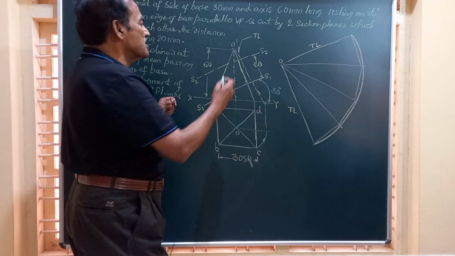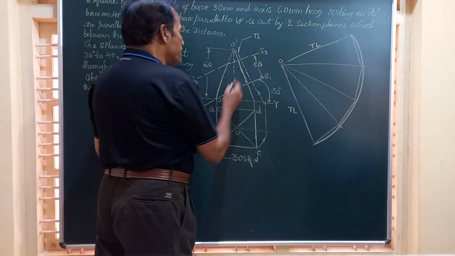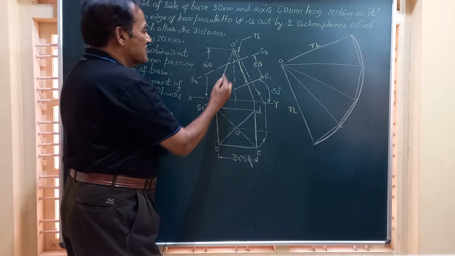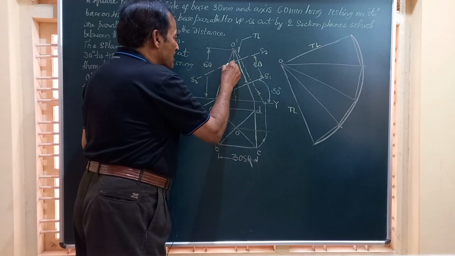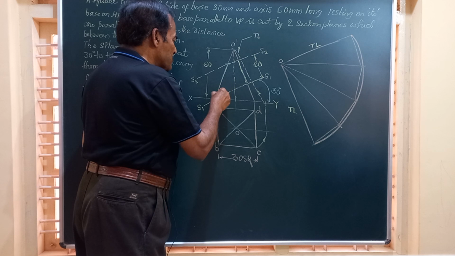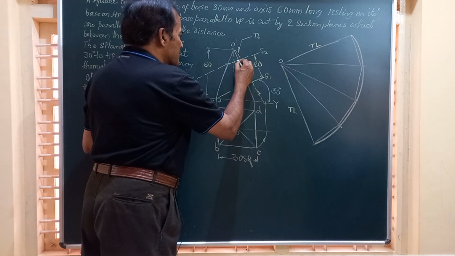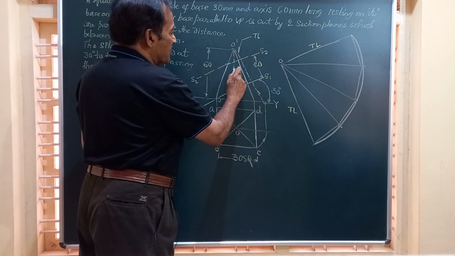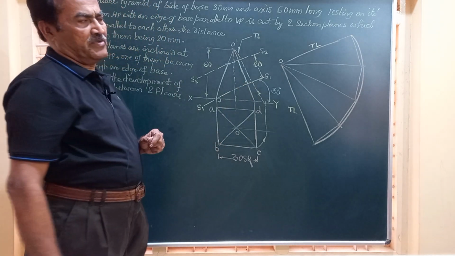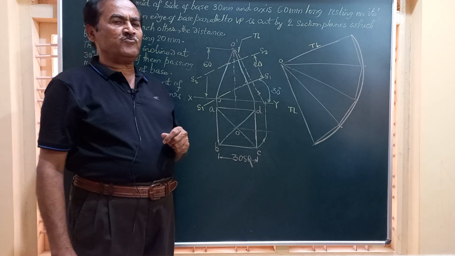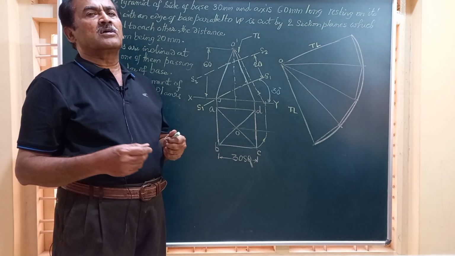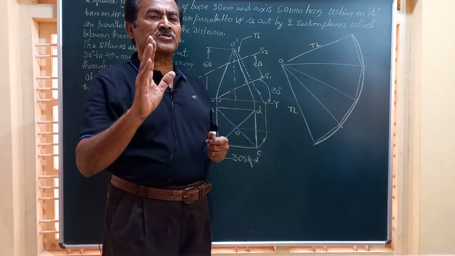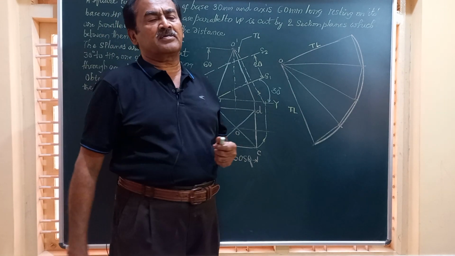And now we are interested to draw the development of the portion that is in between these two. That is to say, we are required to draw the development of the portion which I am showing here. So this is the portion for which we need to draw the development. So what do we do? First of all, you should know that all the developments are drawn to true size. This you should keep in your mind.